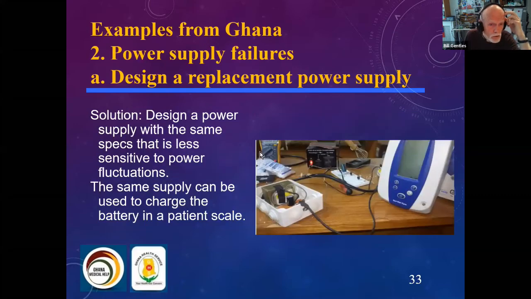So the solution to this problem that John came up with was to design a power supply with the same specifications that was less sensitive to the power fluctuations in the local power system. This same power supply can also be used to charge the battery in a patient scale. It's a simple linear power supply with a transformer and a regulator.